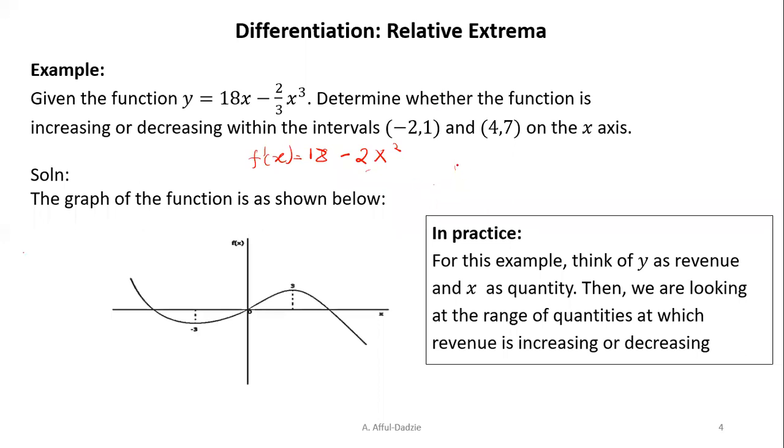Now, we have been given the two extremes of the interval, the relative extreme points: minus 2 and 1. So this is the interval we want to test. You substitute the extreme values, the two end points of the interval.